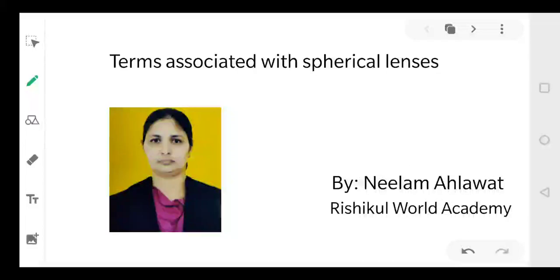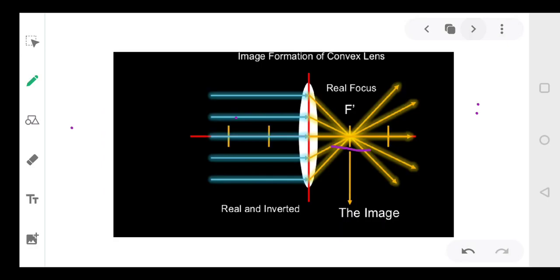And today we're going to learn something new. So keep your books and notebooks ready. We'll start with a new topic, that is terms associated with spherical lenses. Okay, students? Let's start with the topic. The very first important term is the focus.